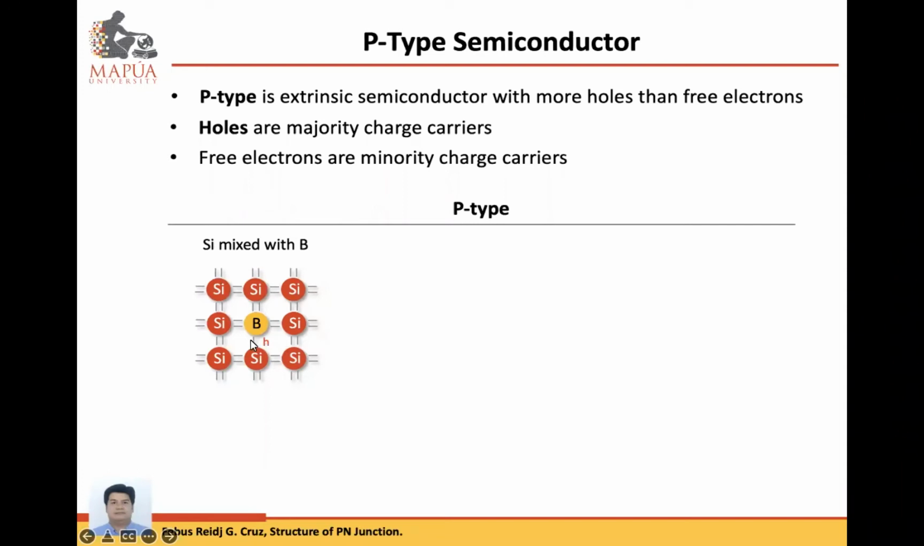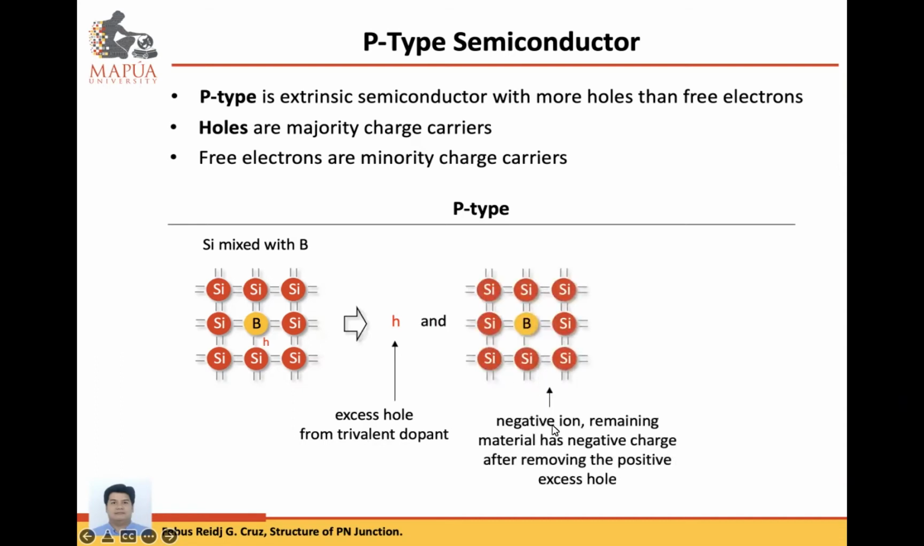From this structure, we can isolate the hole. You have an excess hole from every trivalent dopant. Then the remaining material can be represented by a negative ion, because the remaining material will have a negative charge after removing the positive excess hole. So the P-type material can now be represented by a hole paired with a negative ion.